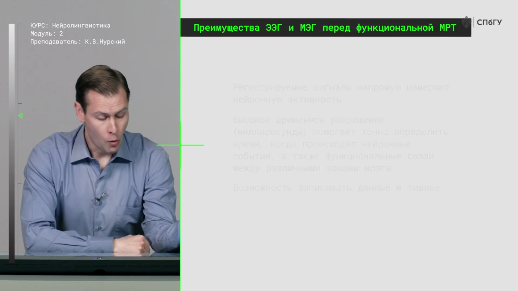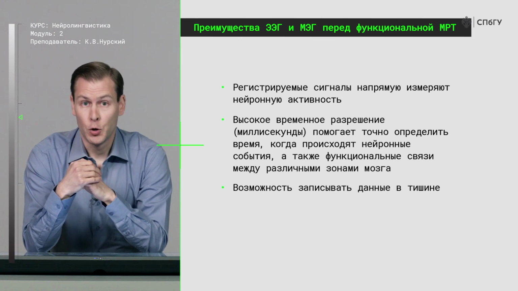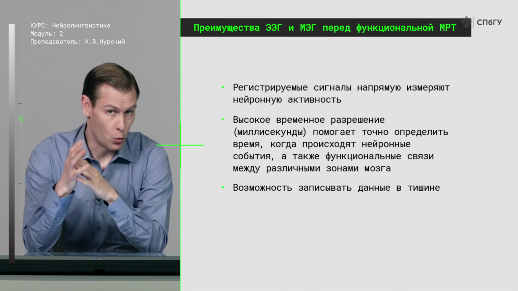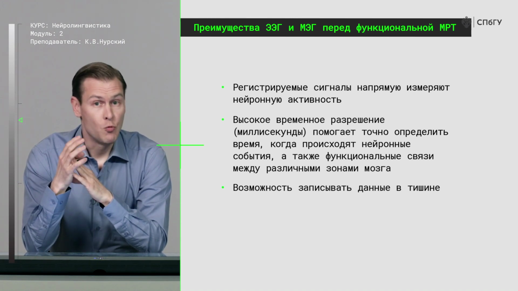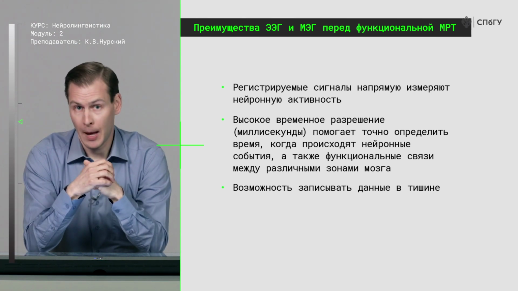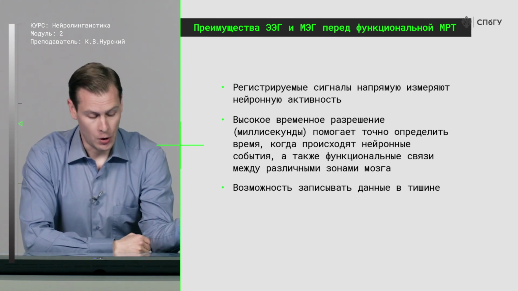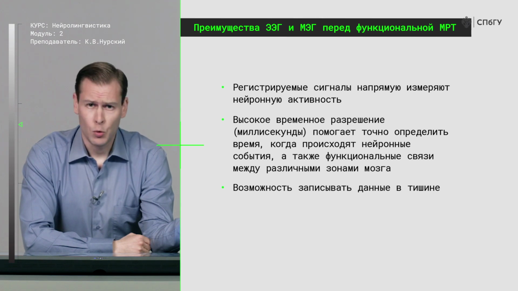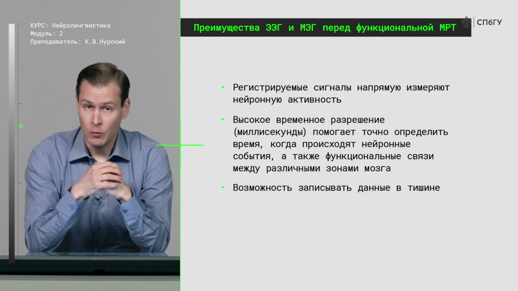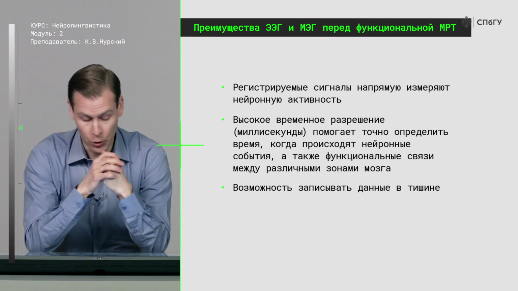EEG and MEG offer several advantages over another common neuroimaging technique, functional magnetic resonance imaging. Signals recorded by EEG and MEG are direct measurements of neural activity, unlike changes in brain metabolism that is captured by fMRI. Also, both EEG and MEG have a high resolution on the order of milliseconds, which allows for measurement of precise timing in neural events, as well as functional and effective connectivity between different brain regions.